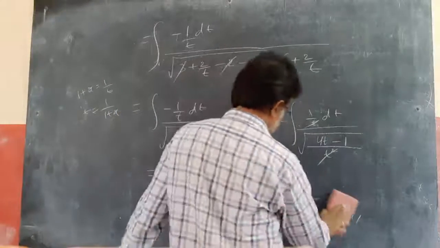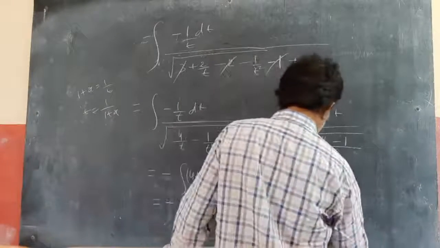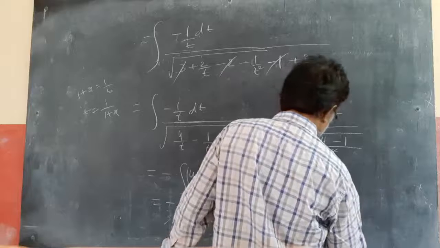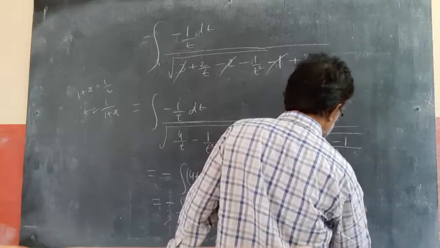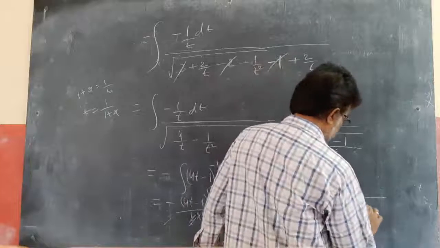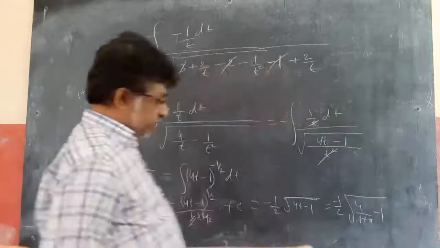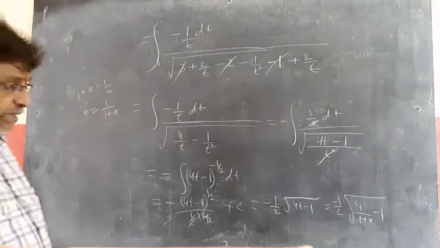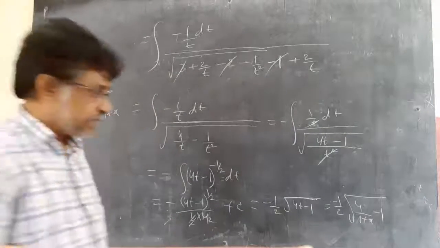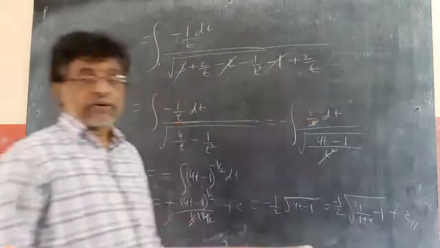So 1 by 1 plus x, if I substitute here, minus 1 by 2 into square root of 4 by 1 plus x minus 1. If I take LCM, that becomes 3 root of 3 minus x by 1 plus x, or you can leave it like that. Plus C. This is the final.